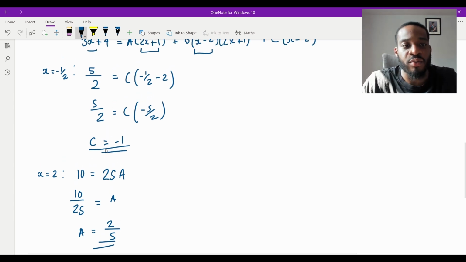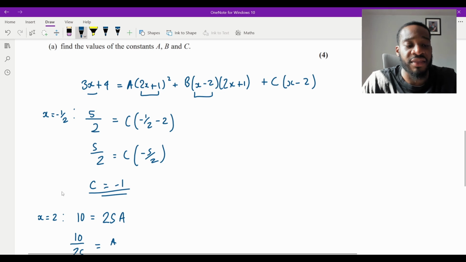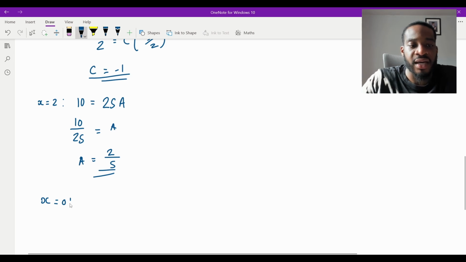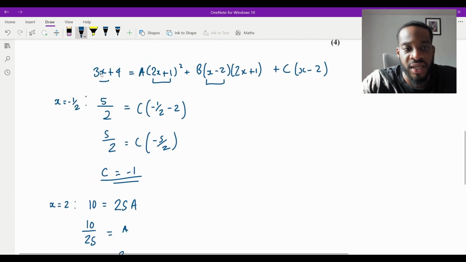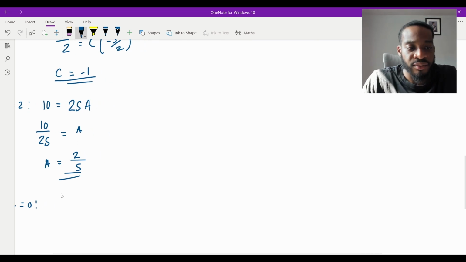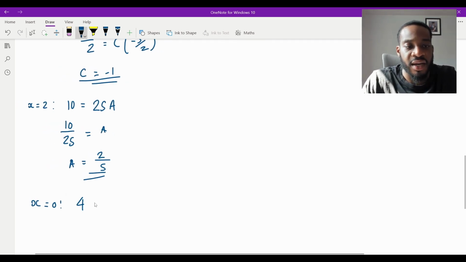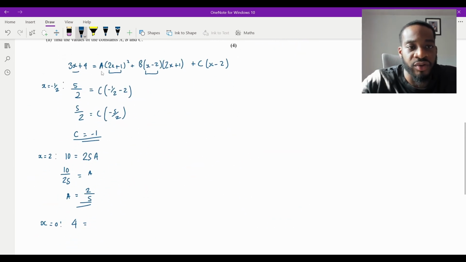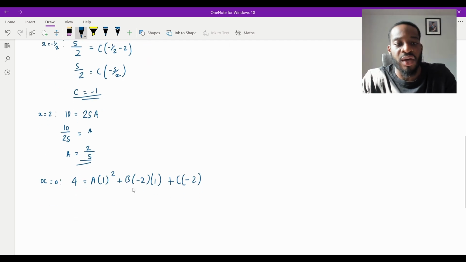Now I've got at least 2. To get the last one, you can set x equal to anything. I always like to do it equal to 0. So x equals 0, if I plug 0 into there, it's just going to be 4 on the left. Let me zoom out a bit so we can see everything. If I plug in x equals 0 into that, then it's just going to be a, and then 1 squared, and then plus b, and then it's going to be minus 2, 1, plus c, and then minus 2. Now we have A and C, so we can figure out what B is, isn't it?